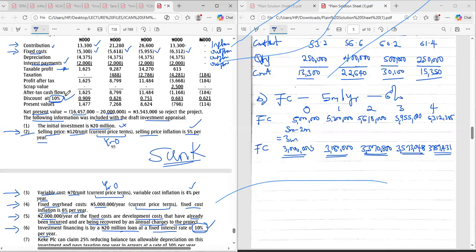You are getting everything wrong. The 20 million that is our initial outlay, Abi, I'm not talking about working capital here.